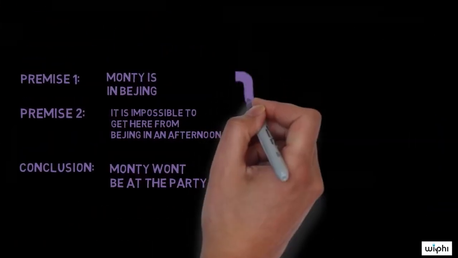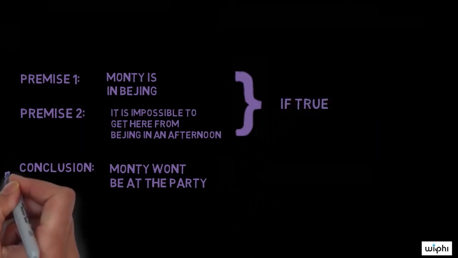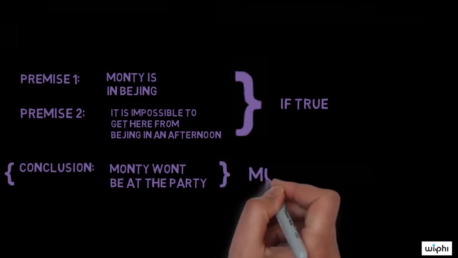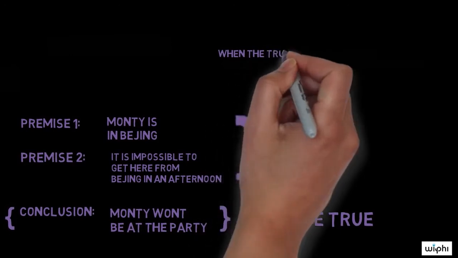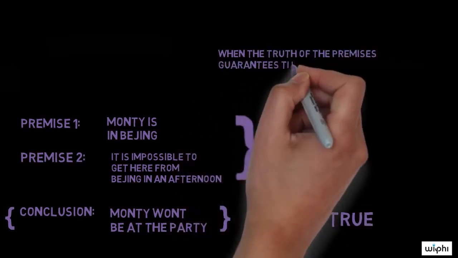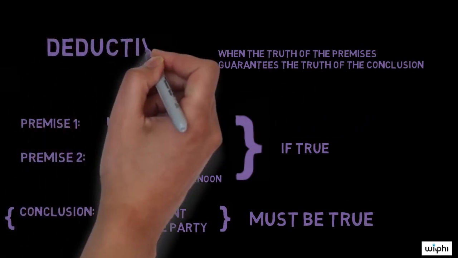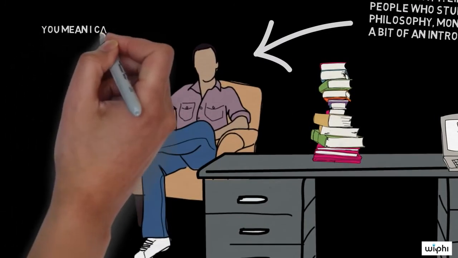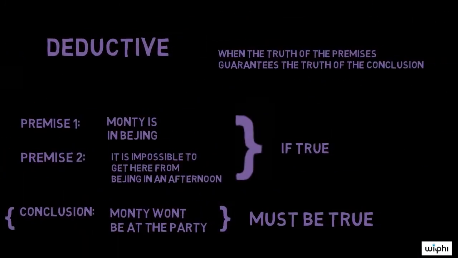But there's an important difference between the two arguments that I want to point out. If you consider the purple argument and think about what those premises say, you'll notice that if those premises are true, if Monty's in Beijing and can't get from Beijing to the party in time, then it must be true that Monty won't be at the party. Those premises guarantee the conclusion. In such an argument, where the premises guarantee the truth of the conclusion, we call the argument deductive. In a deductive argument, given the premises, the conclusion must be true. Just thinking about the information in the premises in a deductive argument gives you all you need to deduce the conclusion.